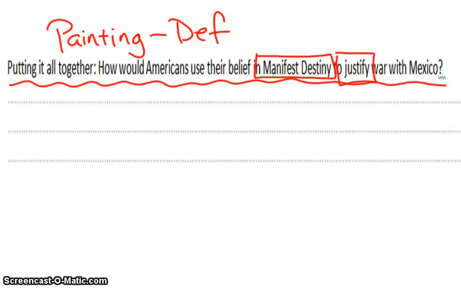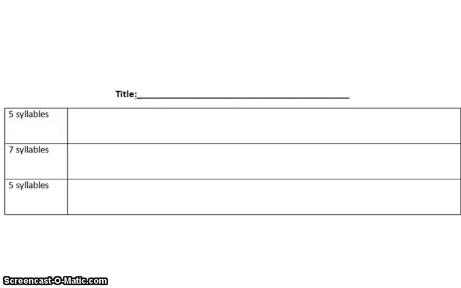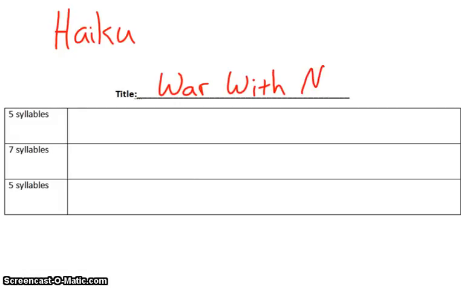And then the very last thing I need you guys to do is write me a haiku. Remember that February is National Haiku Month. So the title of your haiku is War with Mexico. And then a short little poem, five syllables in the first line, seven syllables in the second line, and five syllables in the third line.